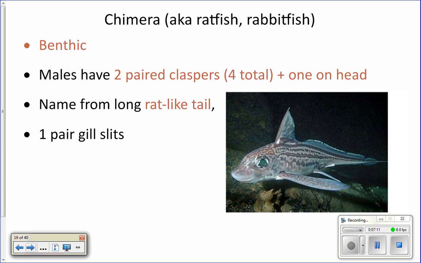Another difference between them and other chondrichthyes is they just have 1 pair of gill slits, like 1 gill opening, rather than the 5 to 7. You saw in your shark dissection that it had 5 slits on either side, yeah? This guy only has 1, and it's going to be right there. Does that make sense? Mostly I just want you to know that these exist, just in case you hear anything about them. Okay?